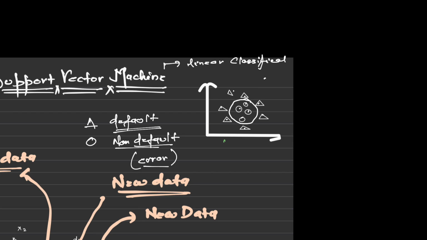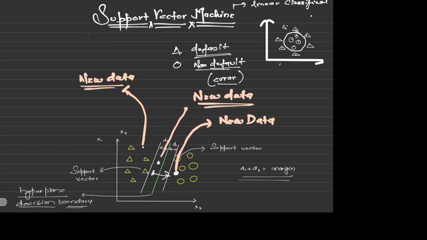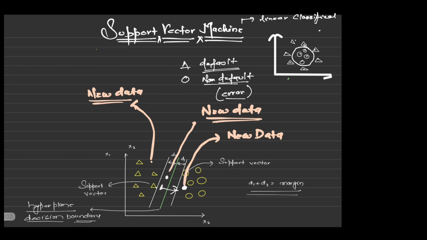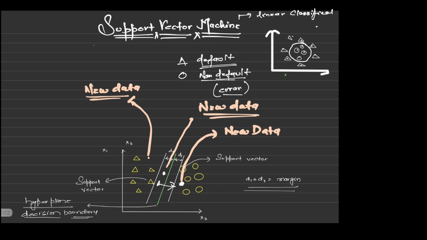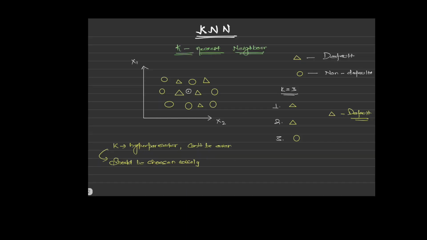You need another algorithm. If you can solve it linearly with a linear line equation or linear plane equation, you can use support vector machine. But if the data is such that it cannot be solved with the help of a plane or a line equation, then you need to follow another model. Okay, coming back to k nearest neighbor.